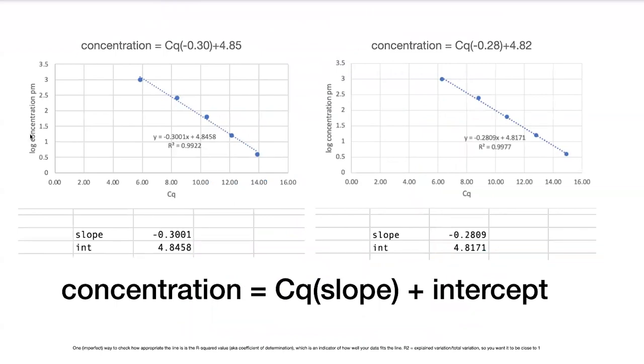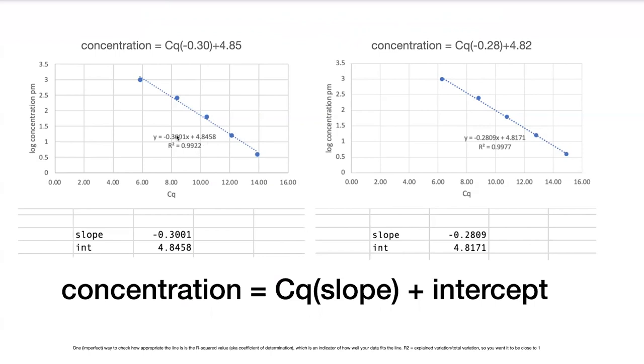So note that in this example, now my y and my x are swapped, which is why it's really important that you know what you're measuring for. And so in this case, the log concentration is going to be equal to CQ times the slope plus the intercept. And so for the slope, you can use linear regression. I just use Excel for this. It'll give you the slope, the intercept, and this R squared value, which we'll talk about.